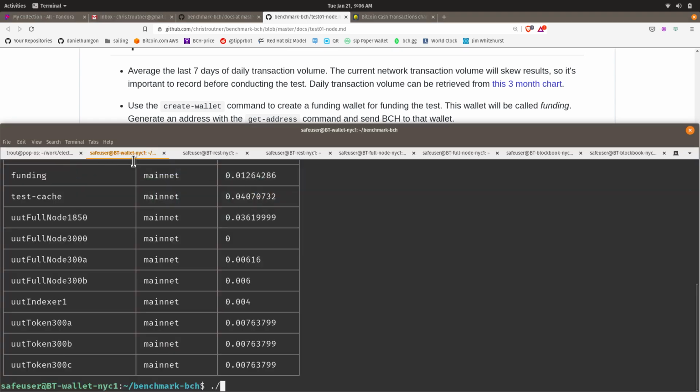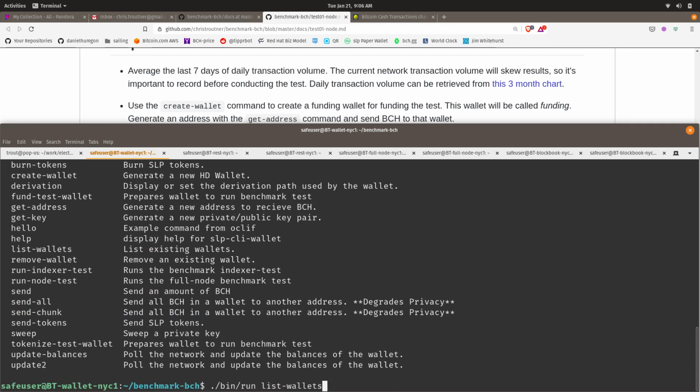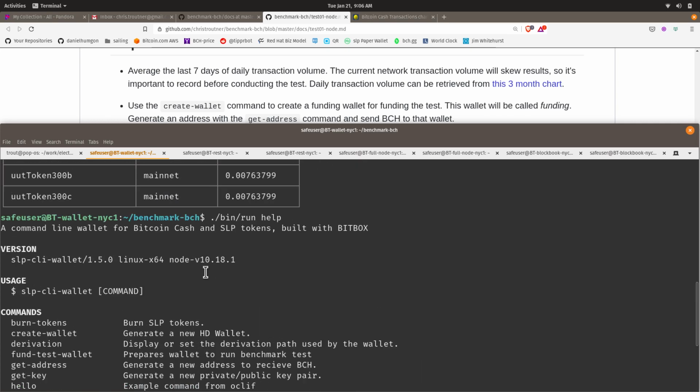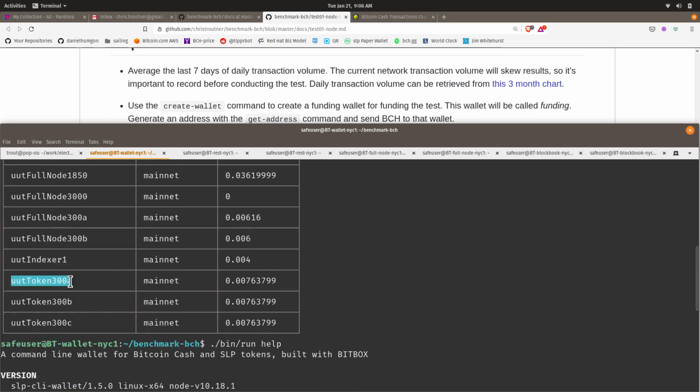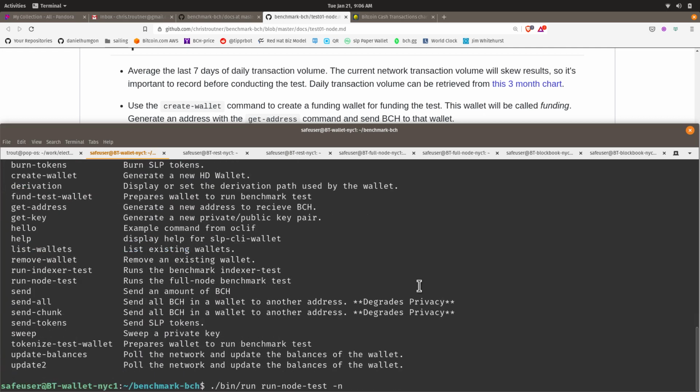Okay, so I'm going to run this test. Run full node test. I think it's run node test, and I'm going to use this wallet right here that I've staged. Okay, so we're starting the test at 9:07 a.m. is probably when it's actually going to start.